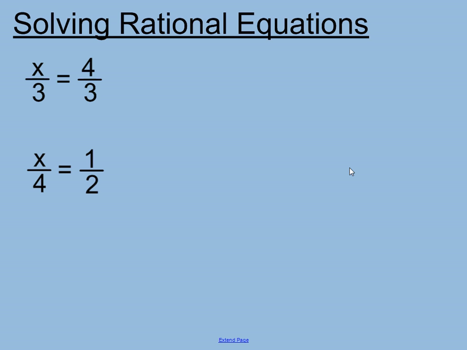The last section in this unit is solving rational equations, so we're trying to figure out what x is equal to. If you have something like x over 3 equals 4 over 3, the only way that x over 3 can be equal to 4 over 3 is if x is equal to 4. So when your denominators are already the same, you can just remove those and set the numerators equal to each other.